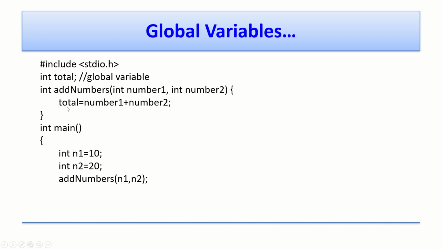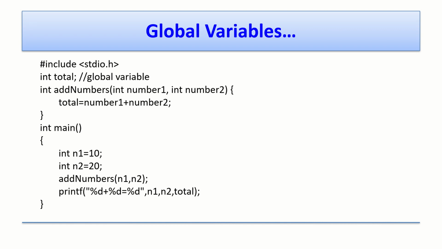So in here we can notice that there is no return statement, right? There is no return statement, but the variable total can be accessed within the main method, because that is a global variable. Here we can print the values of n1, n2, and total, right? Because total is a global variable.